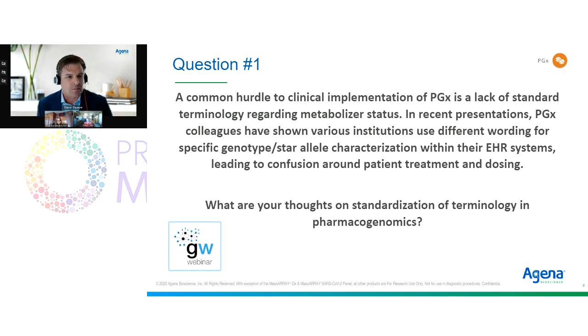Our first question for the panelists: there's a common hurdle to clinical implementation of PGX, and that hurdle is a lack of standard terminology regarding metabolizer status. In recent presentations, some of our colleagues at conferences have shown that various institutions use different wording for specific genotype or star allele characterization within their EHR systems, and this can lead to confusion around patient treatment and dosing. So Vicky, I'll start with you, and I'd like to get your thoughts on standardization of terminology in pharmacogenomics.